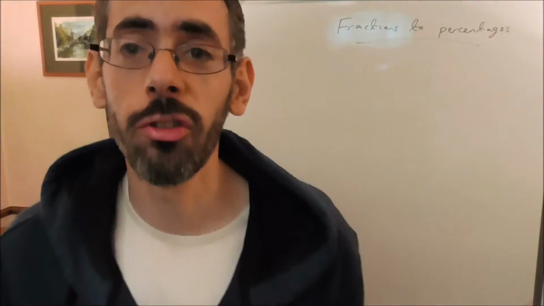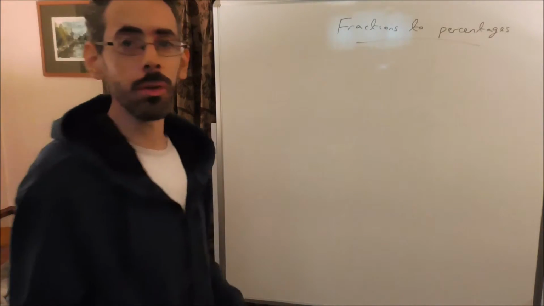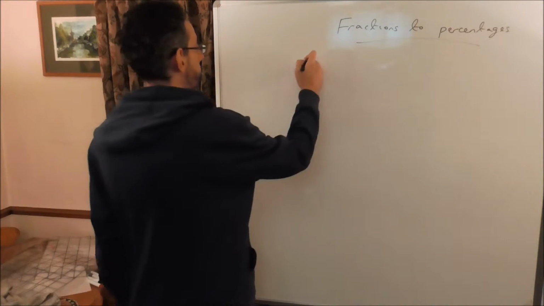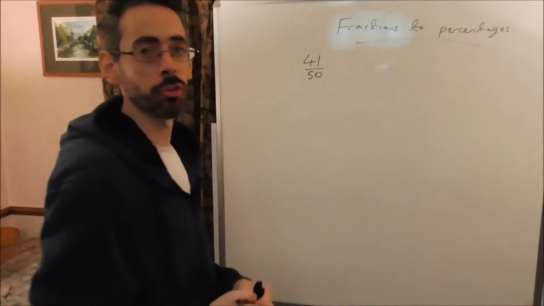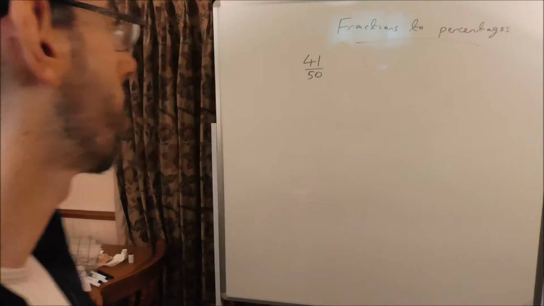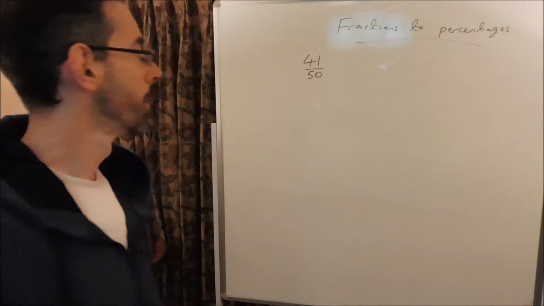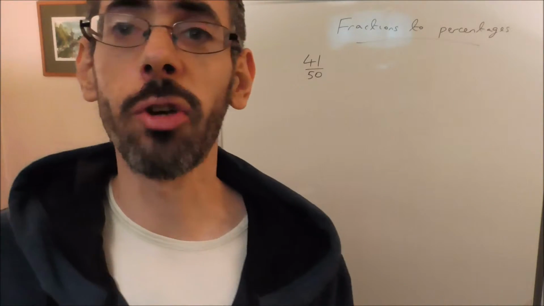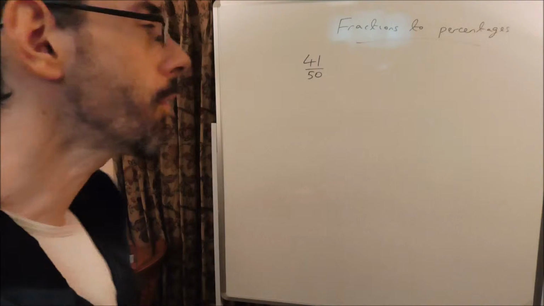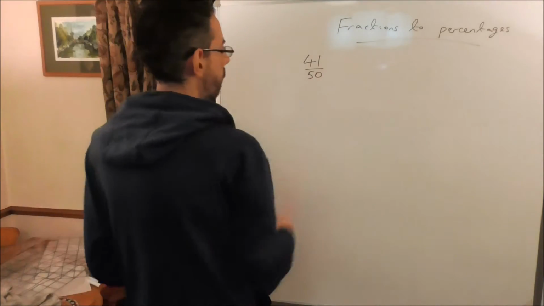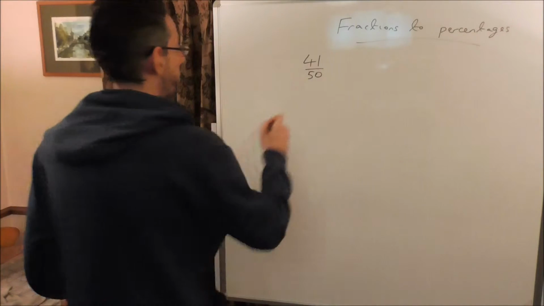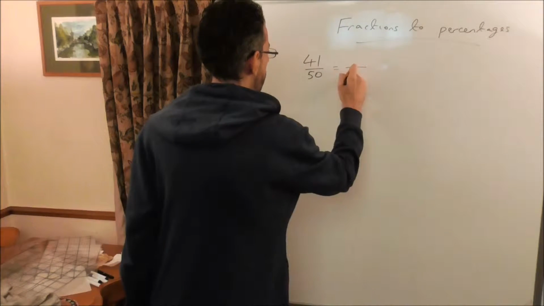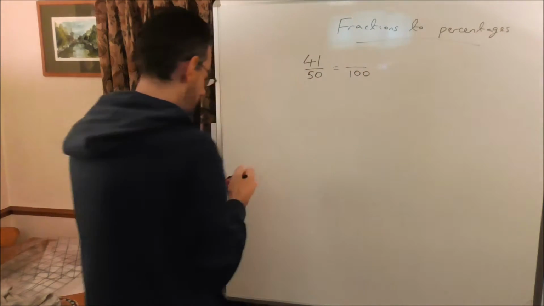Right, let's change some fractions into percentages now. So imagine you got 41 out of 50 in a test, and you wanted to know your percentage score. How could we change that into a percentage? Well, if you remember, a percentage is just a fraction out of 100. So if we can change this fraction to a fraction out of 100, then we've basically done it. Now 50 does go into 100, so using equivalent fractions we can change this into a fraction out of 100.